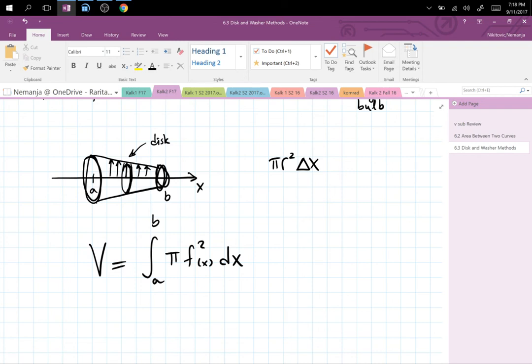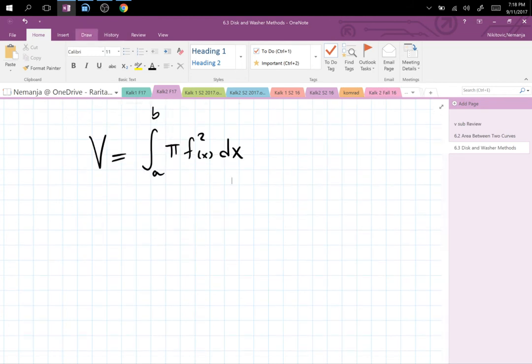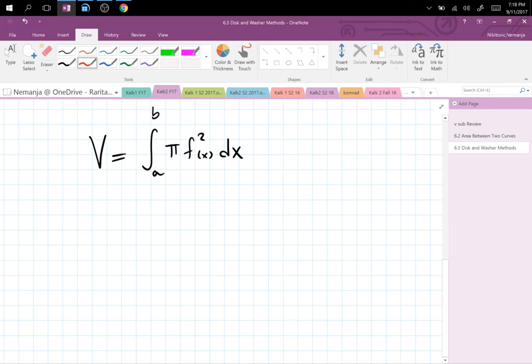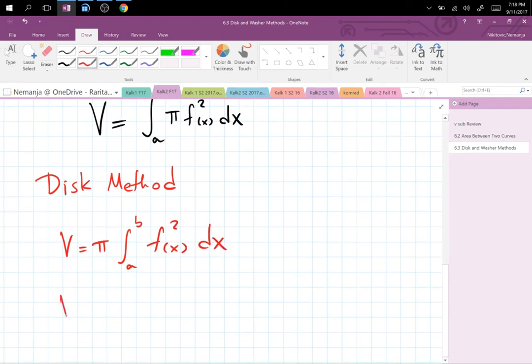I can stand this up and just have integral c to d pi f of y dy if I want f squared y dy if I want to have dy, which would be better for our cup. So now I get to write the formulas for disk method. Volume is equal to pi integral a to b f of x squared dx, or pi c to d f squared of y dy.